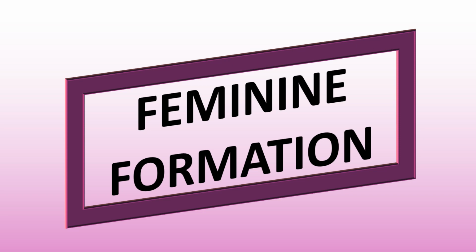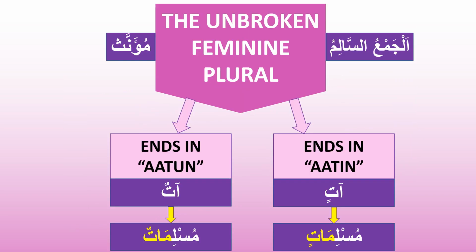The feminine formation, what is the difference when we compare the two, masculine and feminine? This is called mu'annath. So unbroken feminine plurals, they will end in either a-tun or a-tin. Like muslimatun, it has the a-tun ending sound, and muslimatin, the a-tin ending sound. So now we can understand the difference. We look at another example, sabiratun and sabiratin. So you've got a-tun and a-tin.